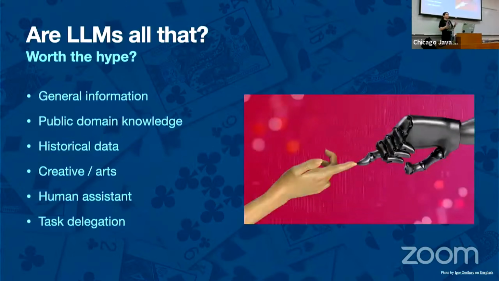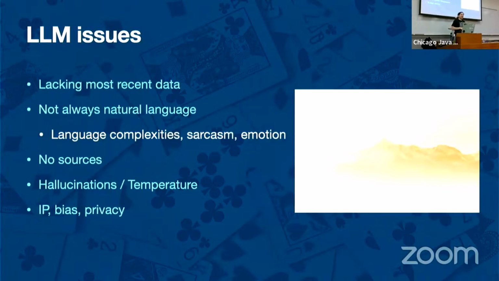LLMs are pretty cool. They do some things really well, and some things not so well. The things they handle really well are general information, things like public domain knowledge, historical data, factual information that can be verified with multiple sources. Creativity and the arts they excel at, again, that generation of new content based on existing training data, as we've seen with a lot of the image generation and content generation going on. And, as most computers typically are, good with human assistance and task delegation. As long as you give them parameters and boundaries that are reasonably specific, they do pretty well as human assistants. But they have some issues as well.